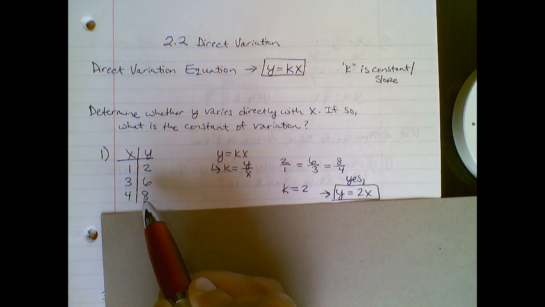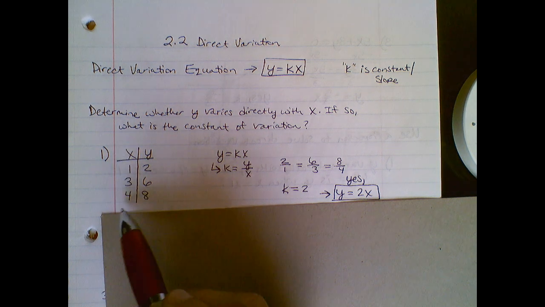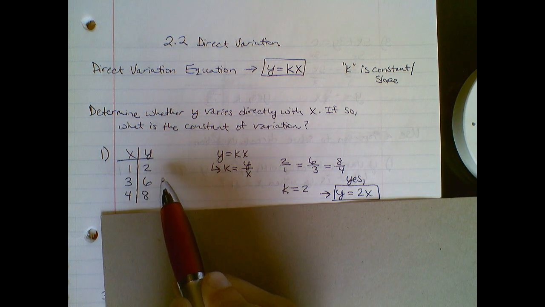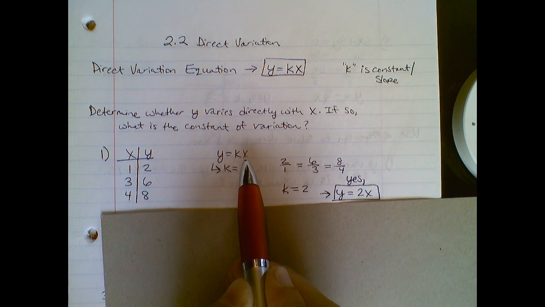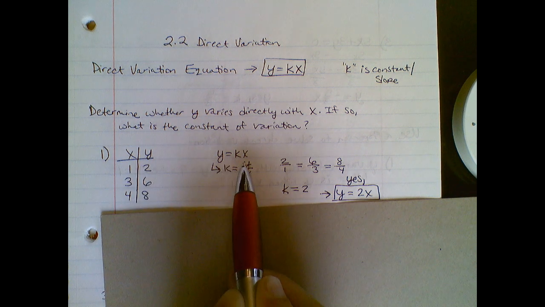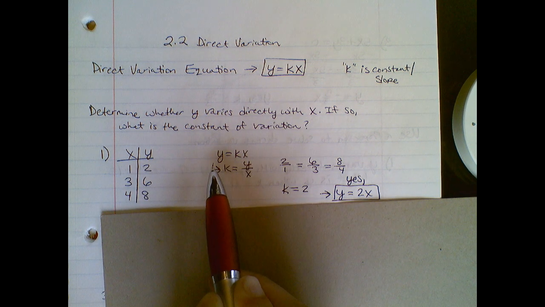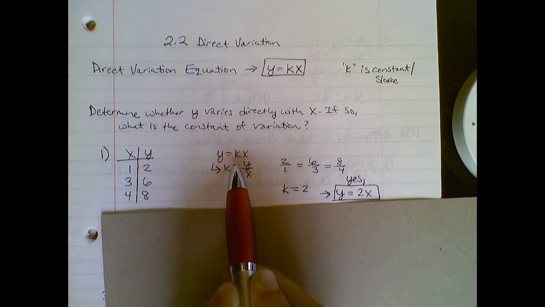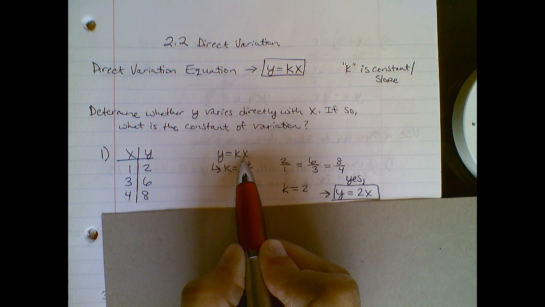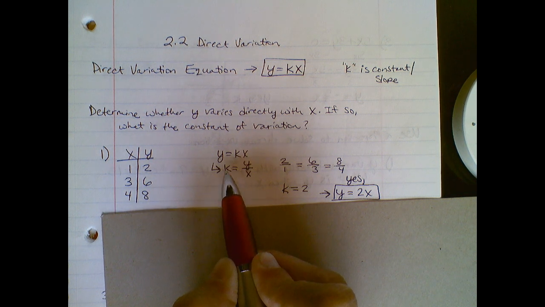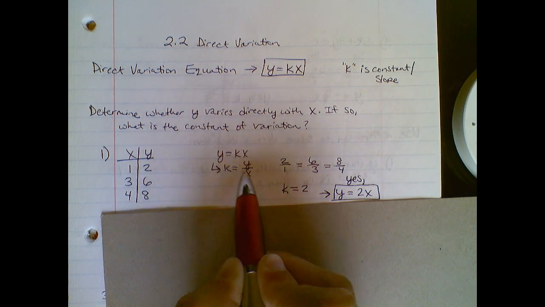Okay, now for this first problem, they're giving you a table, a t-chart of x and y values. We want to see, does y vary directly with x? So we're using this equation, y equals k times x. Now instead of plugging this x in for this x, this y in for this y, what I would do is get this k by itself. So to do that, they're multiplying, so I'm going to divide both sides by x. When I divide both sides by x, these x's cancel out and I get k equals y divided by x.